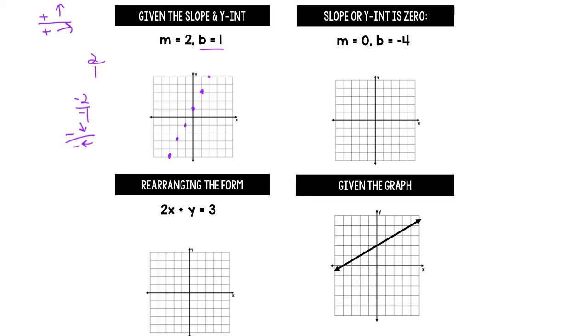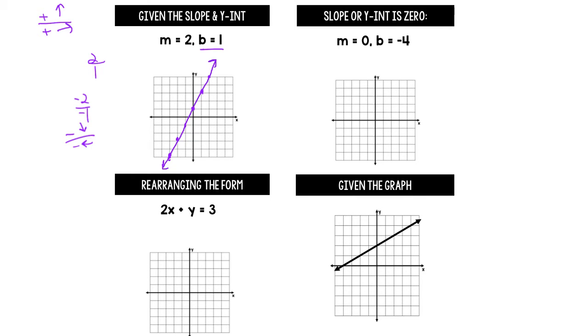So you can really easily see where our line is, and all we need to do is connect the dots to see what our line looks like. Please remember that you need to have arrows at the ends of your line because they do continue to infinity in both directions.